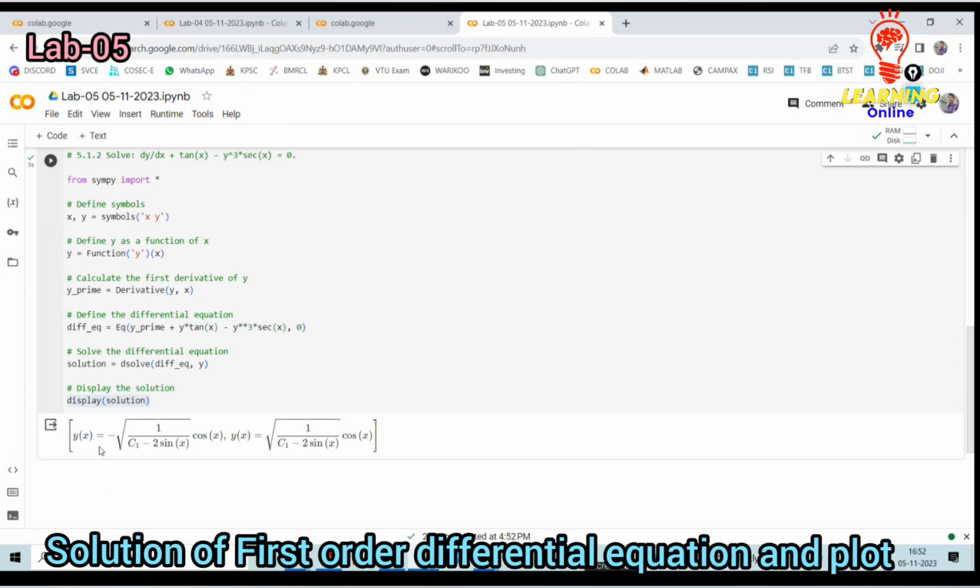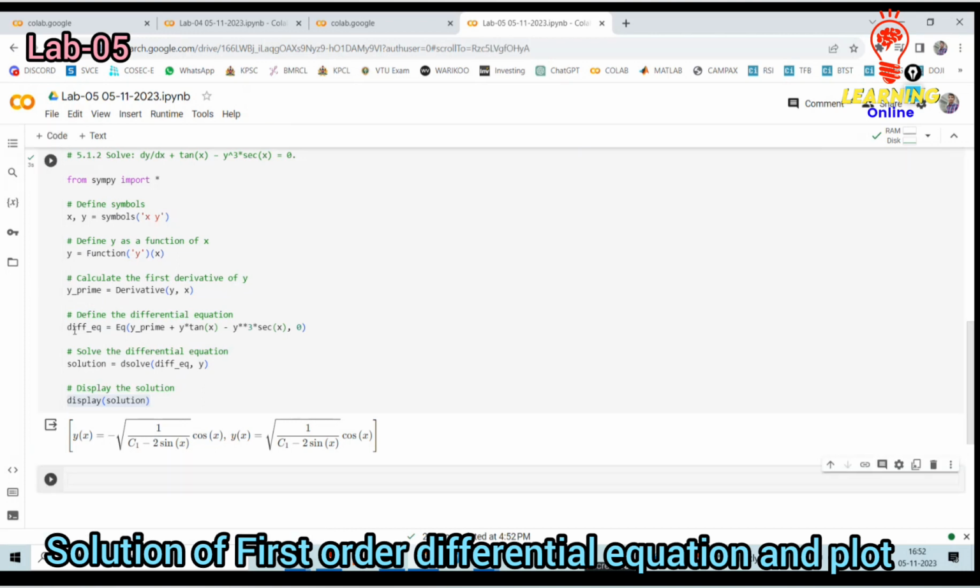Now you have the expression. That is y of x is equal to minus square root of 1 divided by c1 minus 2 sin x into cos x, comma y of x is equal to square root of 1 divided by c1 minus 2 sin x into cos x. This is the solution to be presented. Because the same solution will be displayed, we are getting that output itself.